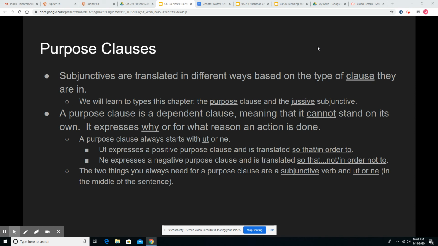Now we need two things to form a purpose clause. So the two things we need to form a purpose clause are a subjunctive verb and ut or ne, which will appear in the middle of the sentence. This is important because we're going to use ne for something else, but it's going to fall at the beginning of the sentence. So in the middle of the sentence, it's a purpose clause. So those are the basics on purpose clauses. Turn to the next slide, and we'll start dealing with some examples of purpose clauses.